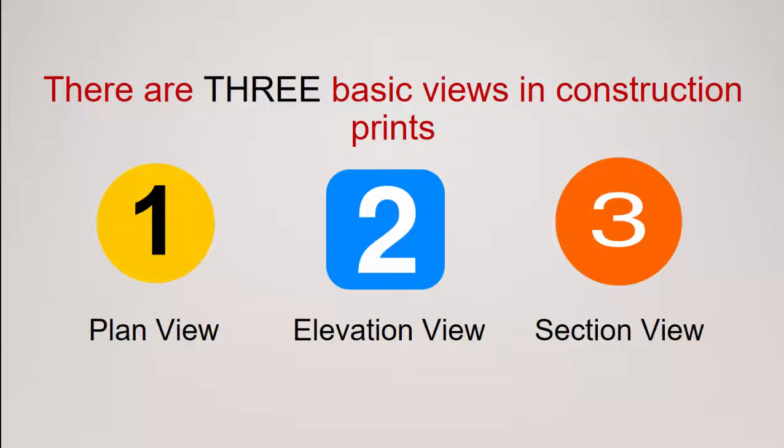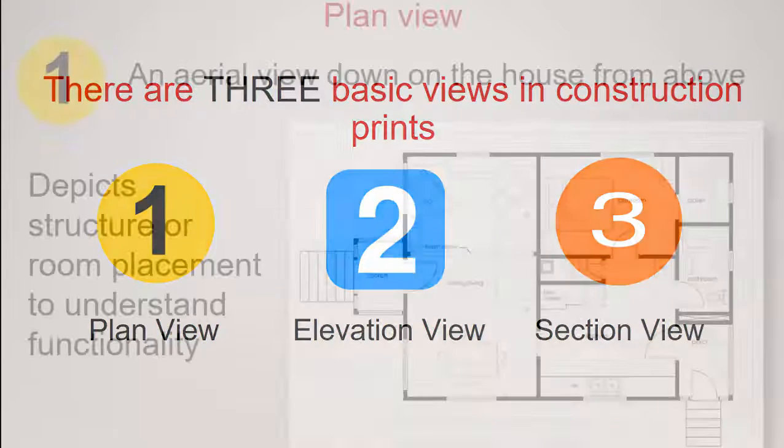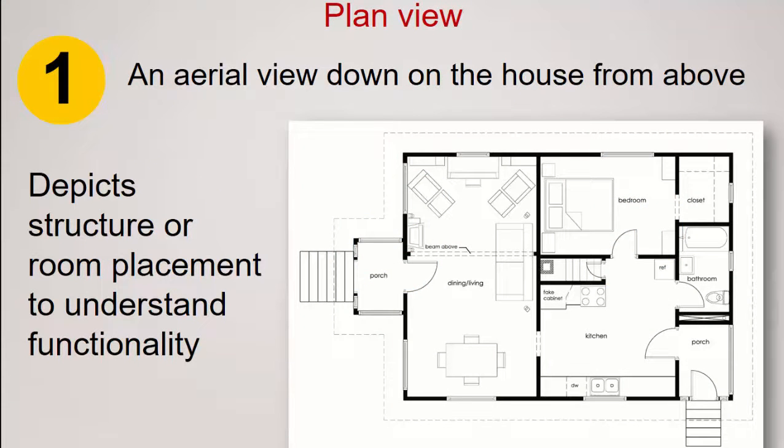There are three basic views in construction prints: what we call the plan view, the elevation view, and the section view. A plan view is an aerial view down on the house or building from above. And as noted here, it depicts a structure or room placement to understand functionality. So if you look at the picture, the print on the right, you can see the dark colored line represents some of the walls of the structure. And of course, some of the lighter colored lines represent some of the interior finishes, furniture, staircases, kitchen sink, etc.